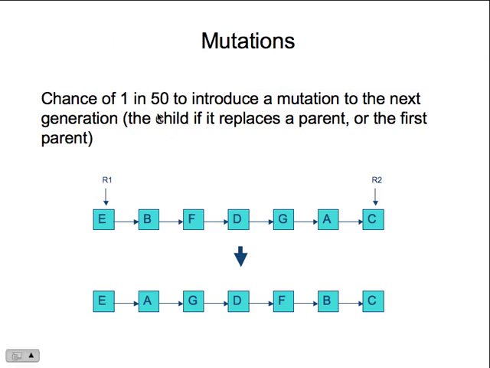And in the mutation step, here's the numbers here. So there's a chance of 1 in 50 to introduce a mutation in the next generation, so the child, if it replaces a parent or the first parent, we can just randomly rotate stuff. And mutation, believe it or not, actually happens in human genetics as well. It's just the random stuff that happens.